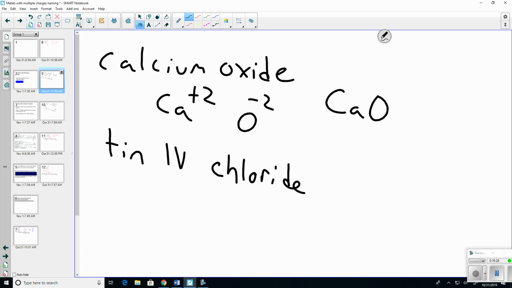The next problem on your sheet is tin 4 chloride. Jaden, what is the symbol for tin? Sn. And I bet you see more than one little number above it, right? A 2 and a 4? But then, which version is it in this compound? How am I supposed to know? Joey? It's 4 because the Roman numeral tells you what it is. That's the entire point of this. So Sn is a +4.